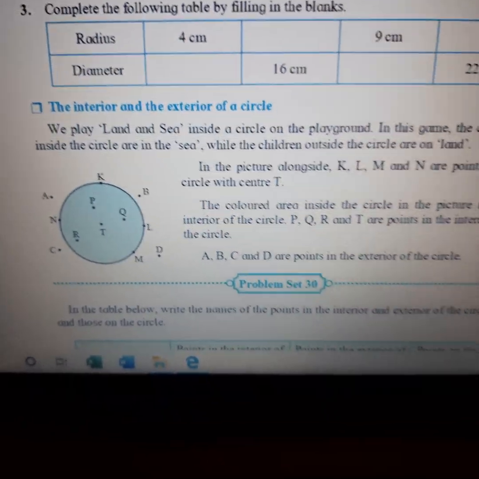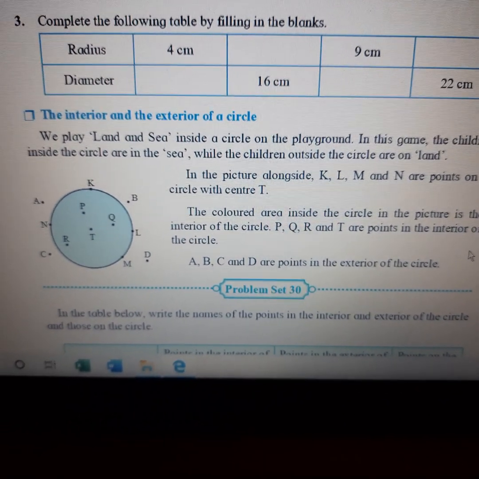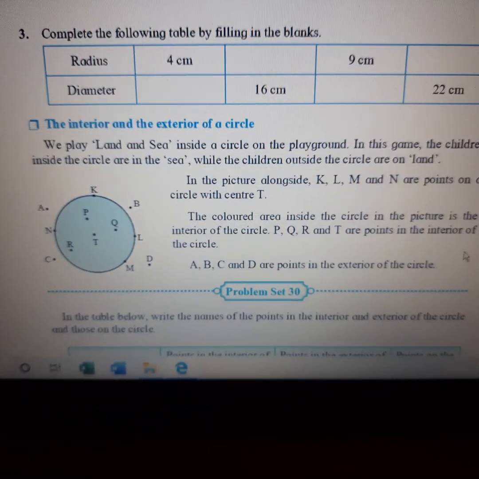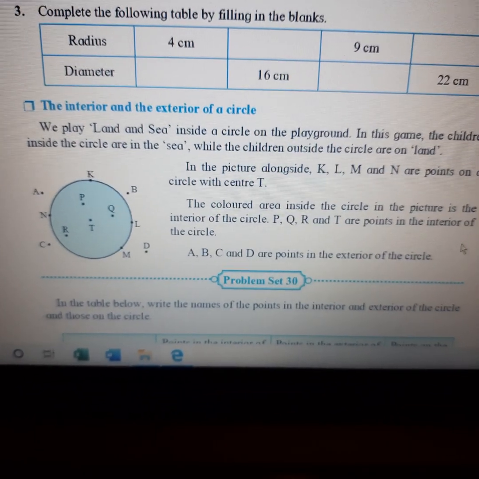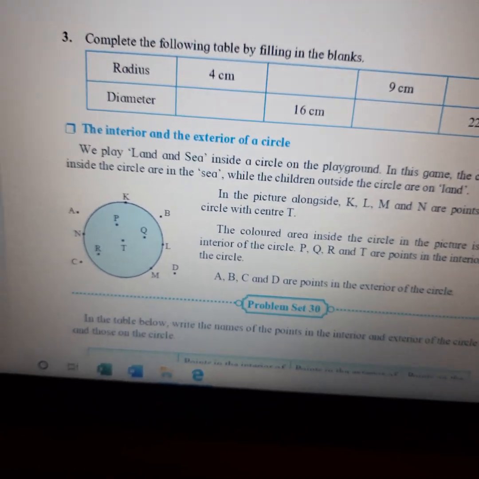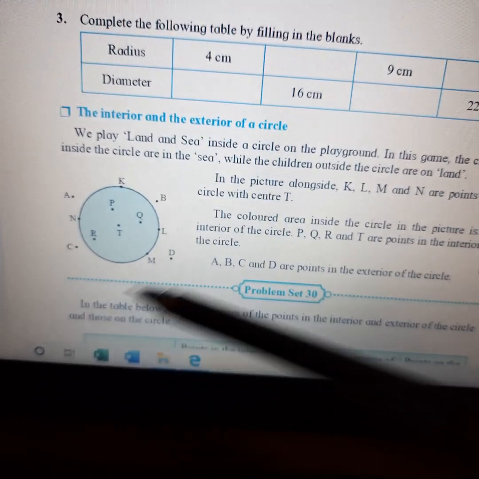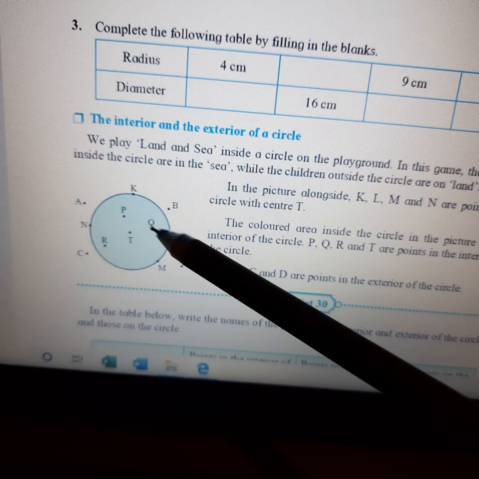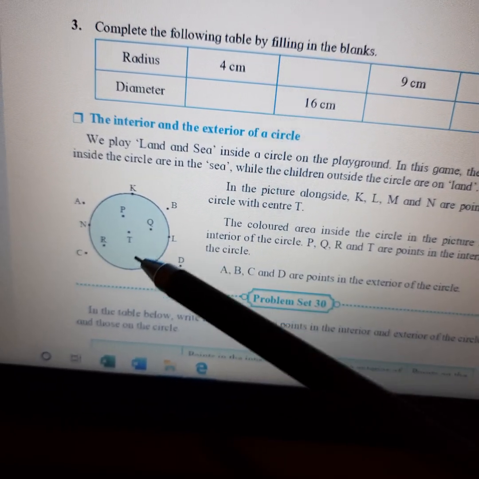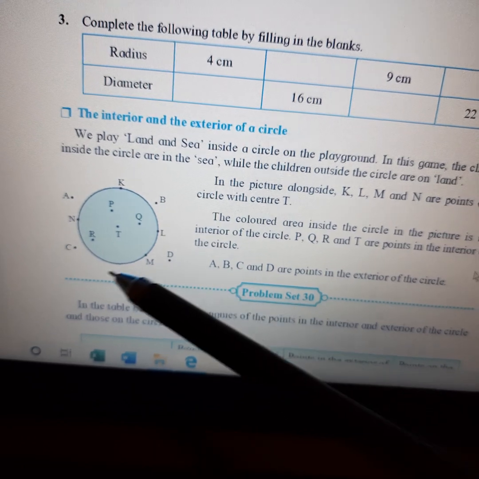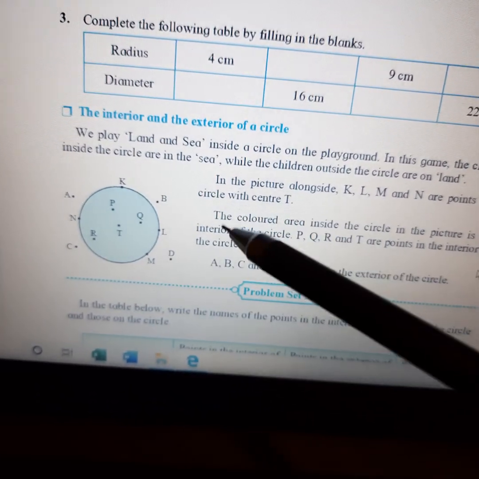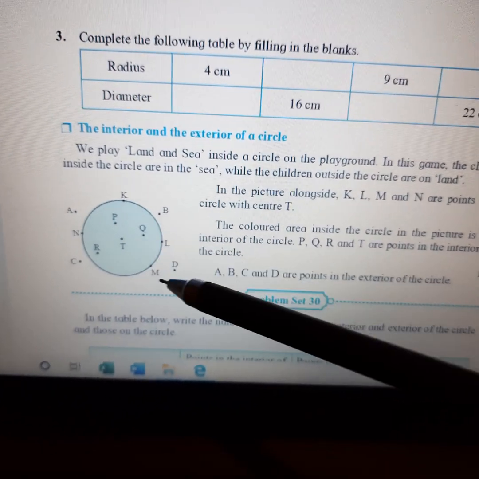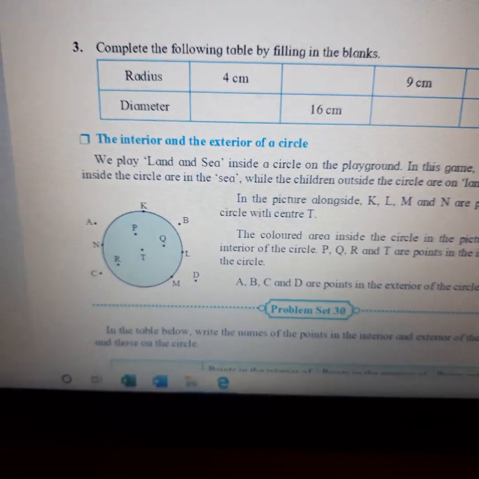Hope you must have understood in the previous video. Once more I will explain interior and exterior of a circle. The circumference divides a circle into two parts, interior and exterior. Interior means inside of the circle and exterior means the outer surface, outer area of the circle. So here we can see points P, Q, T, R are in the interior of the circle, and points B, D, C and A are on the outside, that is exterior. And points K, N, L and M are on the circle.